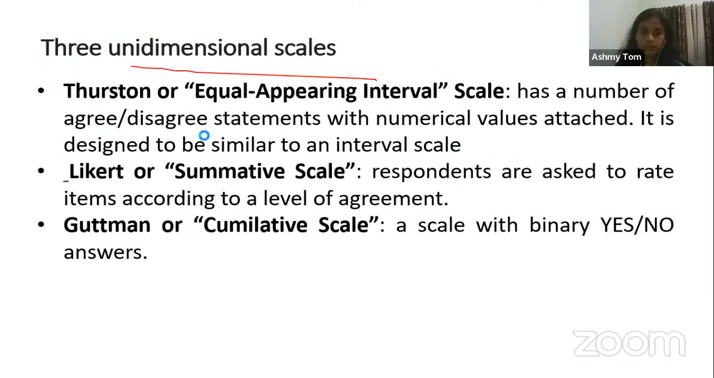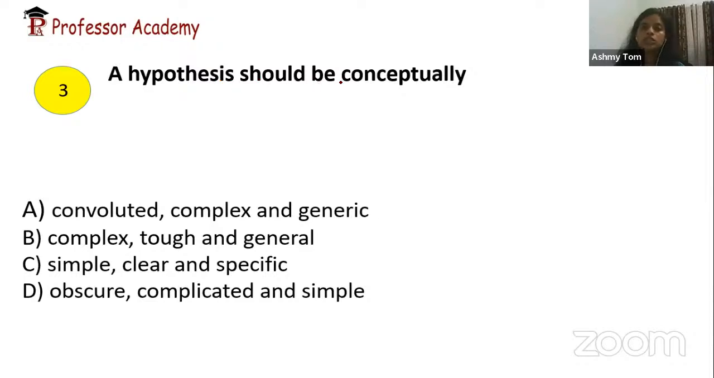Moving on to question number 3. A hypothesis should be conceptually: convoluted, complex and generic; complex, tough and general; simple, clear and specific; obscure, complicated and simple. There is nothing to even think about; the key characteristic of an optimal or good hypothesis is that it should be simple, clear and specific. It should narrow down to the point. So simple, clear and specific is the important quality that a good hypothesis should have.